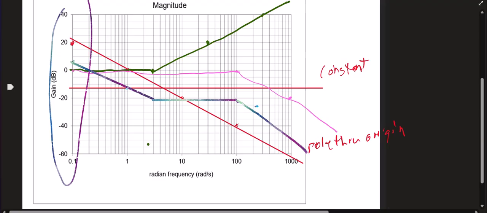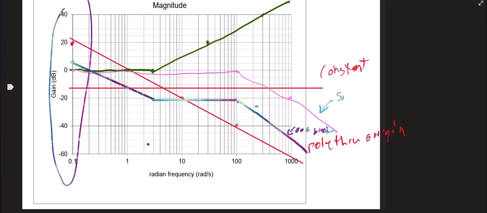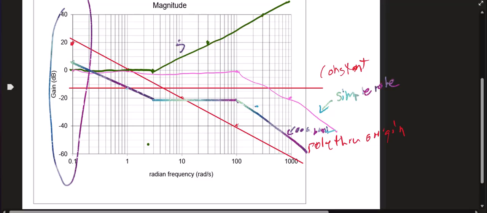And this is my composite. That says composite. This one was the simple pole, and this one was the simple 0.